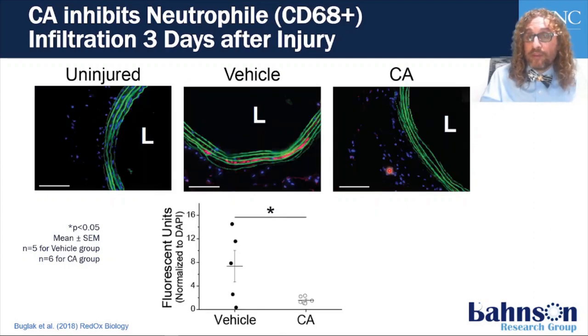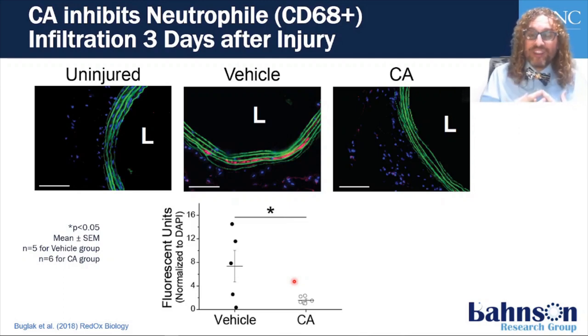Then we looked at macrophages, looking at CD68 positive cells. And again, 3 days after injury, we see a significant increase in CD68 positive signal in the vascular wall, and that is significantly inhibited by treatment with 100 micromolar of CA. We have an activation of the pathway in vivo, a decrease in oxidative stress markers, and a decrease in inflammation.